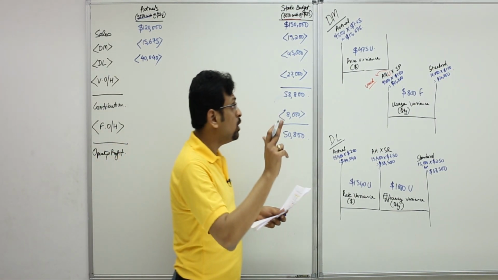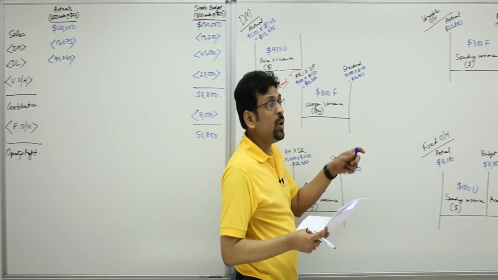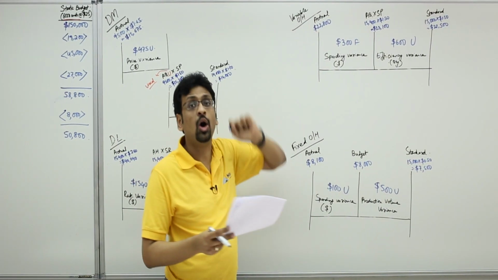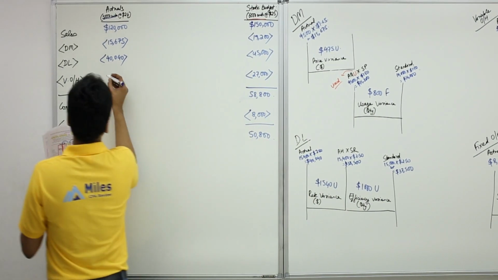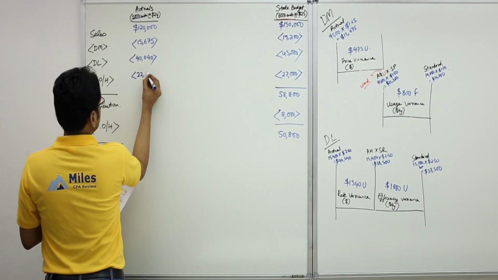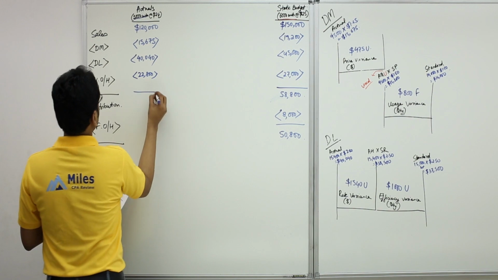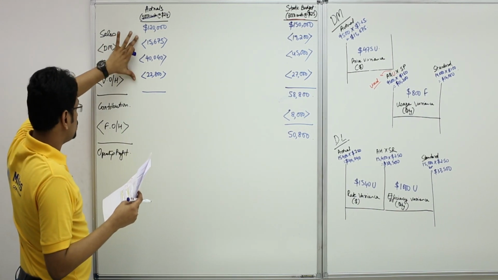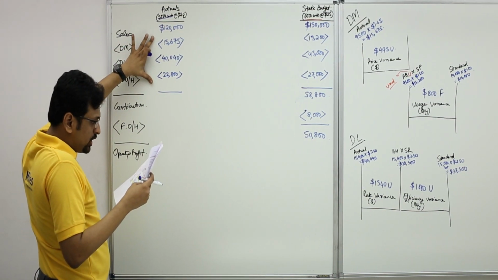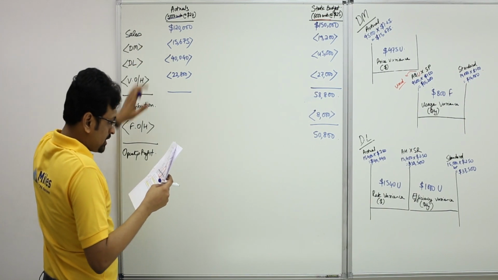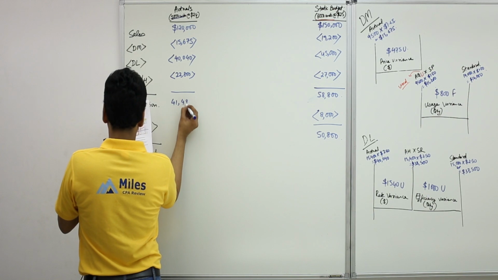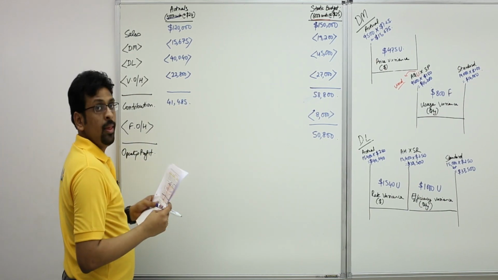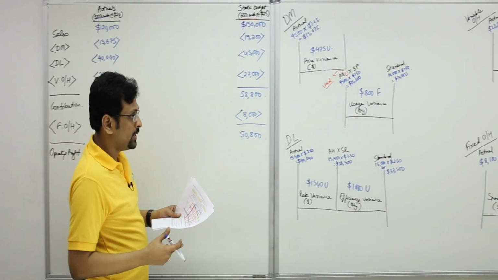Looking at variable overheads, the actual variable overheads were $22,800. So let me have that number here. So the sales less all these variable manufacturing costs gives us a contribution of $41,485.